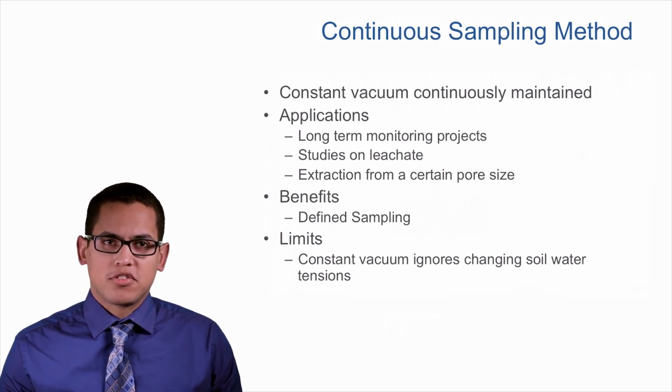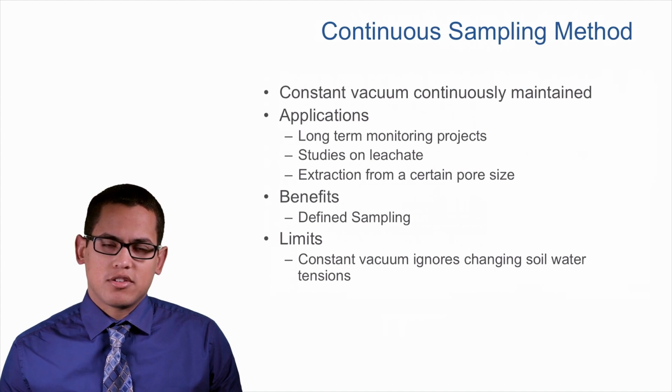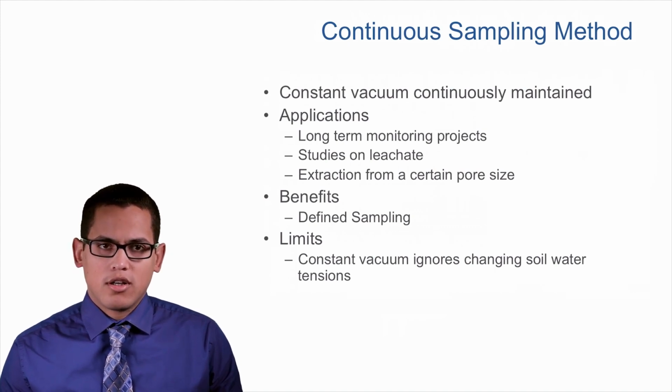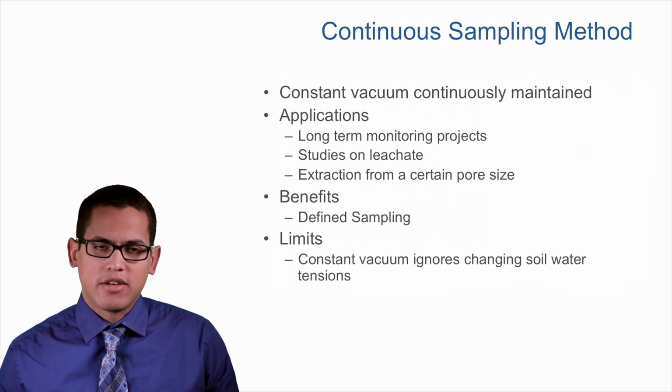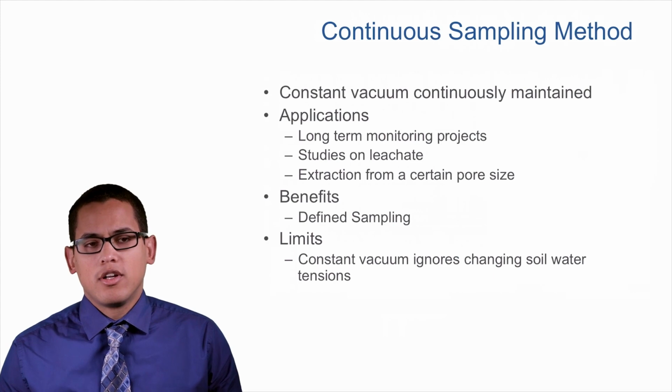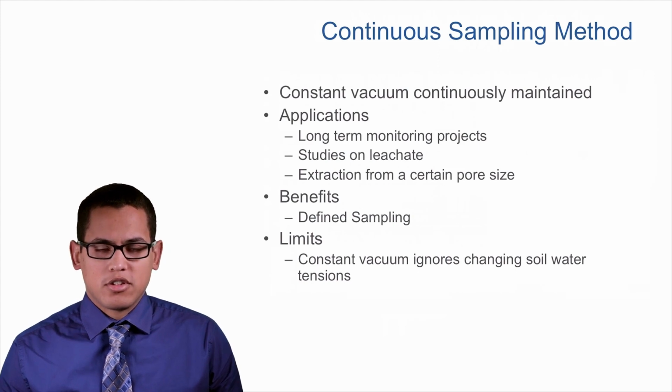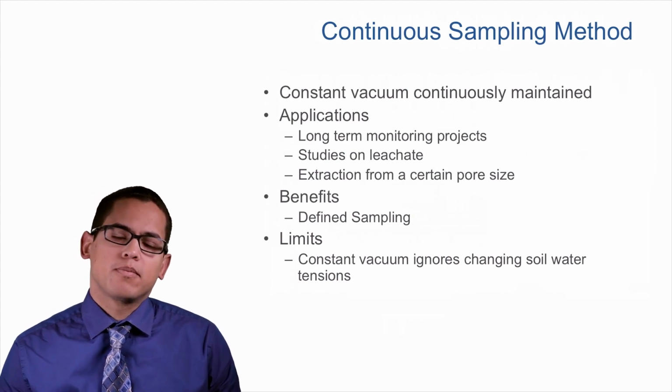Now, one of the limits of continuous sampling is that the constant vacuum ignores changing soil water tensions. If you have too high of a vacuum, you can have issues with carbon falling out, which can be an issue. So those are things that you need to consider.